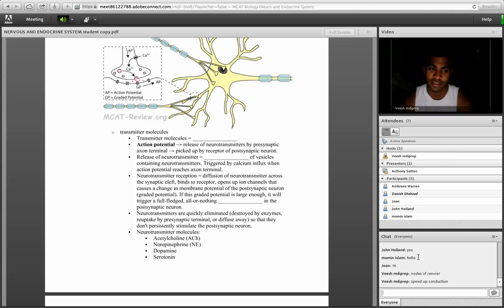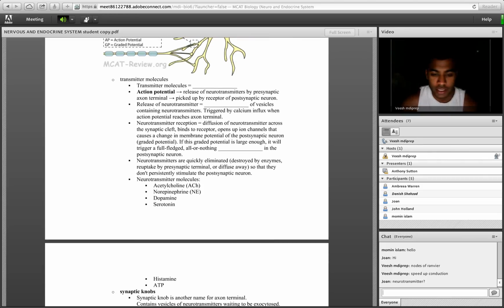So here's a hint. The actual name of the transmitter molecules is in the next line, where the action potential is being described. Yeah, that's right. The transmitter molecules are called neurotransmitters. So that's pretty intuitive, I guess.